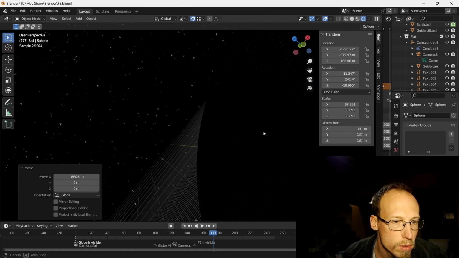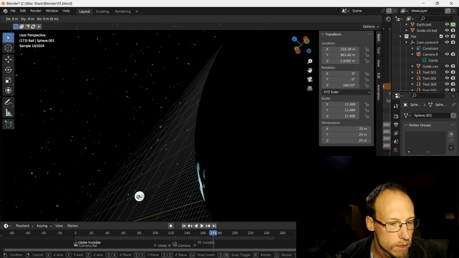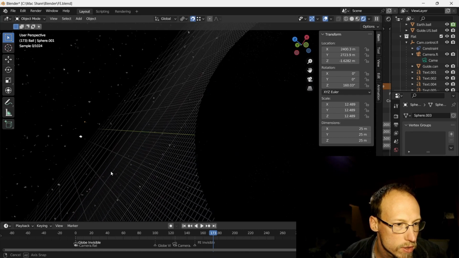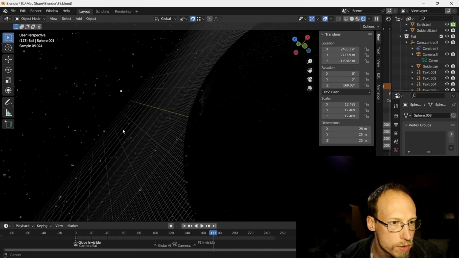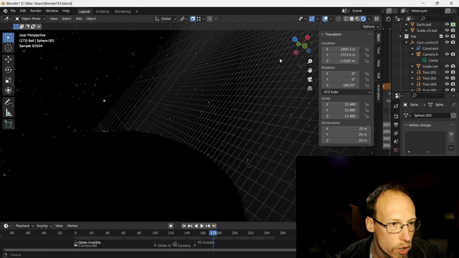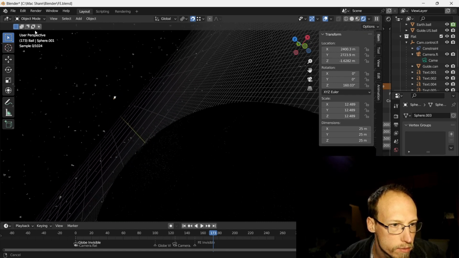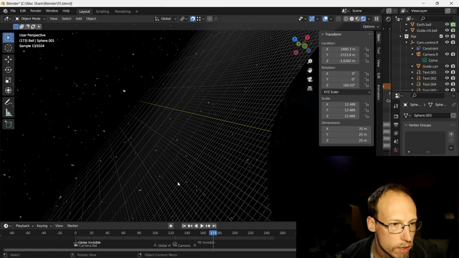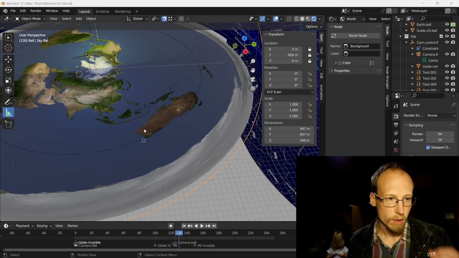Now the moon is closer, but it's still very far away. I'm going to shift that this way, and I have to move these things back, but you see that, right? There's some parallax, but it's not nearly as much as you would see on a flat Earth. So there are some problems there.